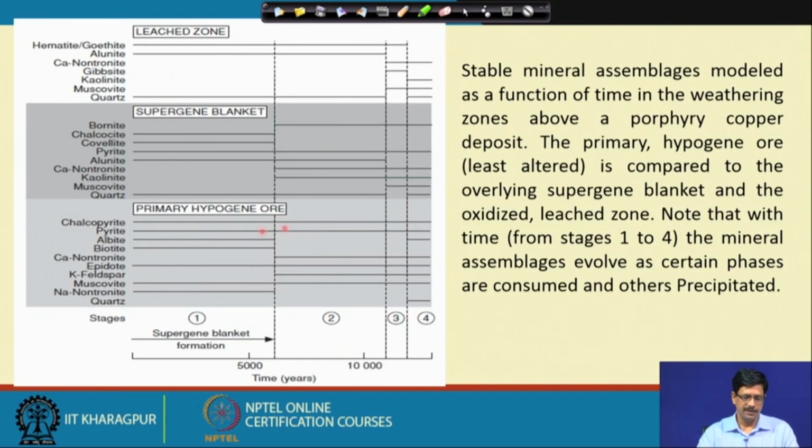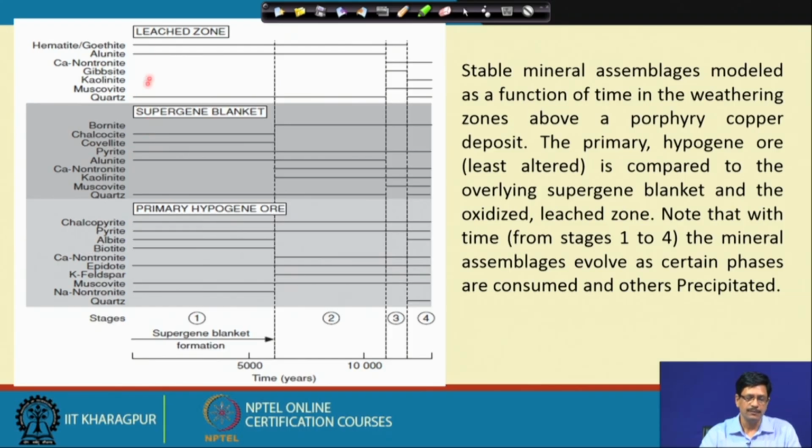And here it is just an example, a schematic presentation of the situation mineralogically. This is the primary or the hypogene ore, as we call it: chalcopyrite, pyrite, and it can have silicates like albite, biotite, epidote, potash feldspar, and so on in this primary ore. And in the supergene blanket we can have bornite, chalcocite, covellite, pyrite, and some alteration minerals like alunite, which is a potassium aluminum sulfate mineral, and some clays and so on.